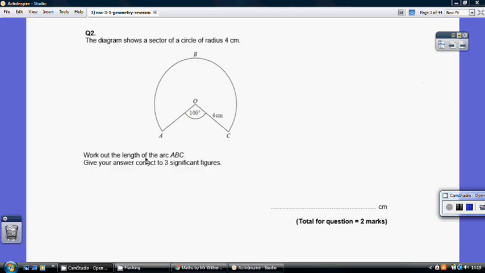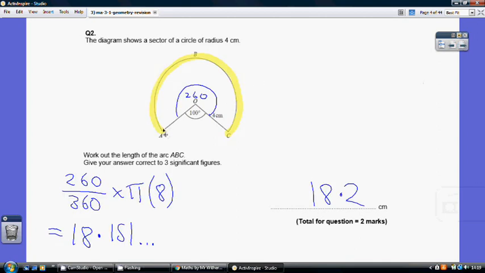Question 2, work out the length of the arc ABC. So this is this length all the way around here, the bit that I've just shaded in yellow. So very similar to the question beforehand, it's a proportion of the circumference. The circumference of the circle will be pi times the diameter, pi times 8. We want 260 degrees worth, so 260 out of 360 multiplied by the circumference of the circle, giving us this, which is 18.2 to 3 significant figures.